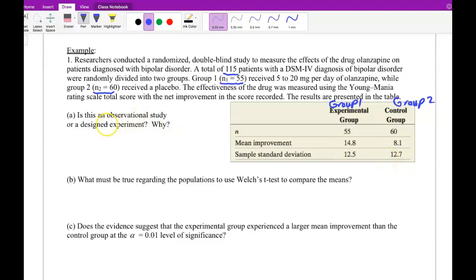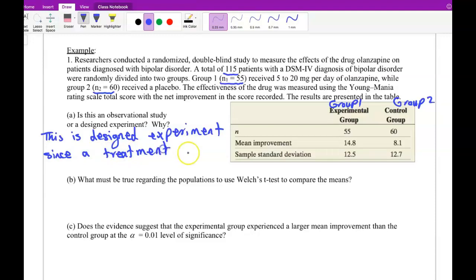Okay, part A. Is this an observational study or a designed experiment? We have this part in the first chapter. Since we have a treatment, this is a designed experiment. So this is designed, since a treatment was given.